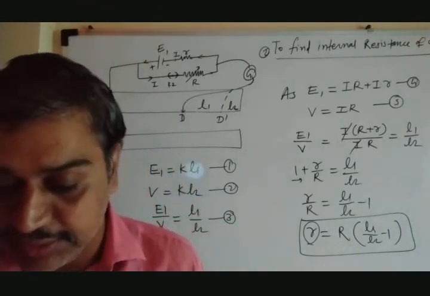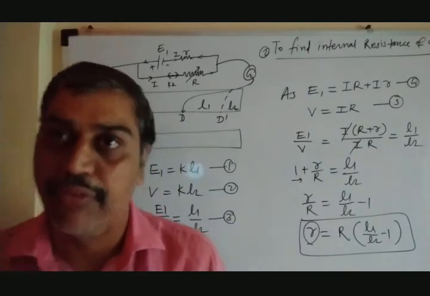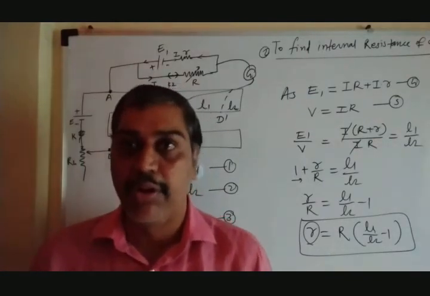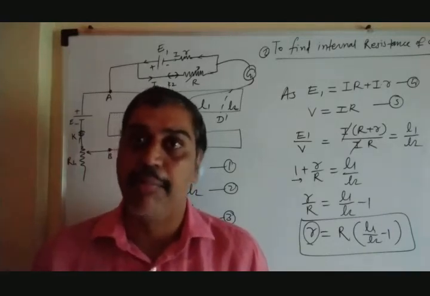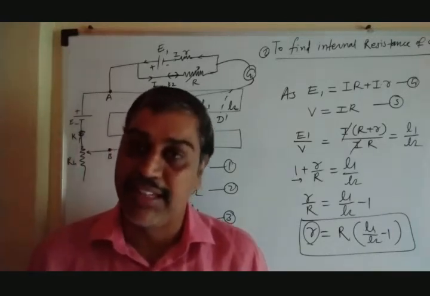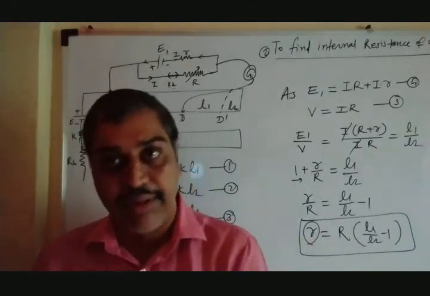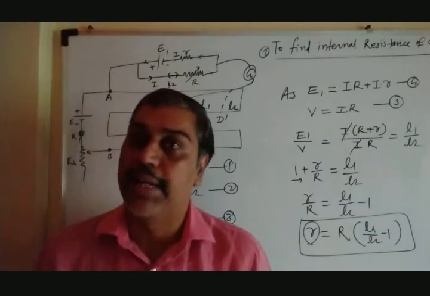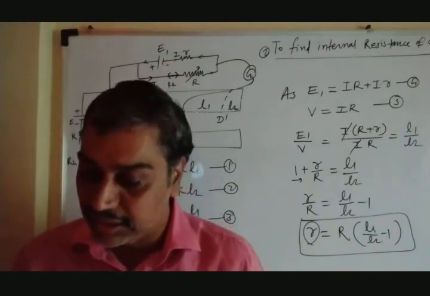So in this fashion, we have seen the three applications basically of the potentiometer. First, the separate method, individual method, to compare the EMF of two cells. Second, sum and difference method, sometimes said to be the combination method, to compare the EMF of two cells. And third one, to find the internal resistance of the cell.